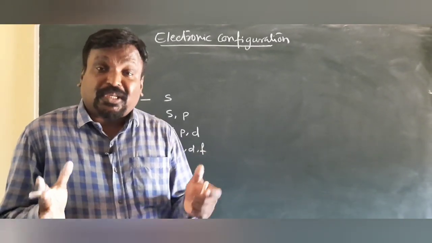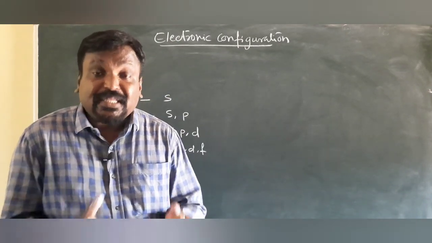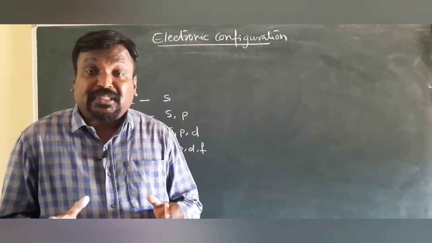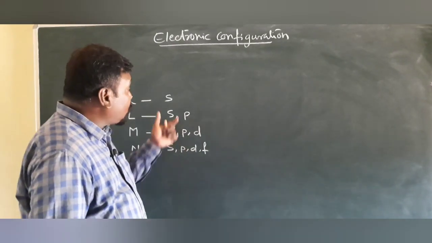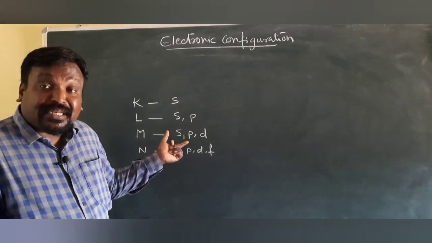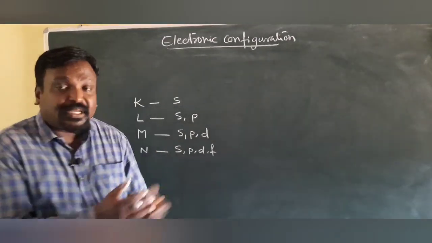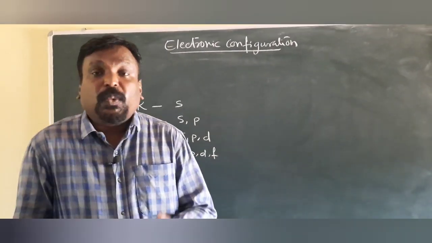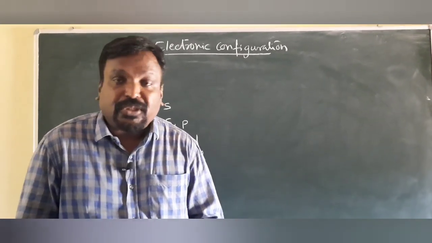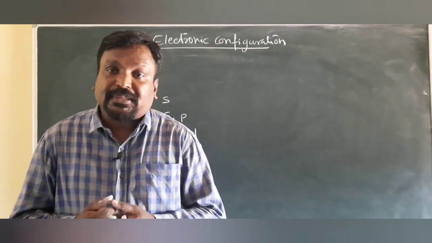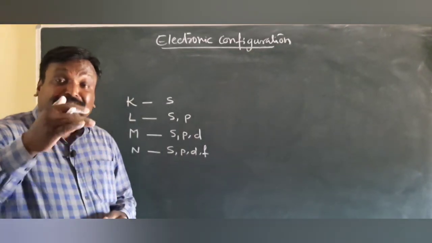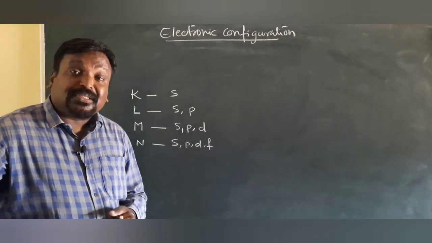Electronic configuration is nothing but the way or the pattern in which the electrons get filled up in the shells and then subshells. This follows a rule or a principle called the Aufbau principle, that you are going to study in your higher class. Here the electrons get filled up in the increasing order of their energy levels.